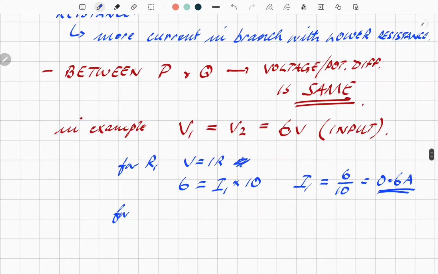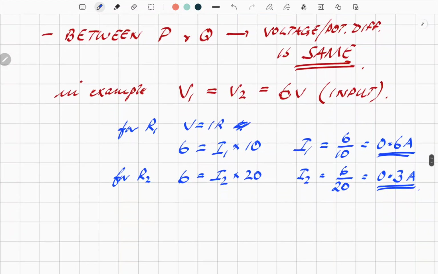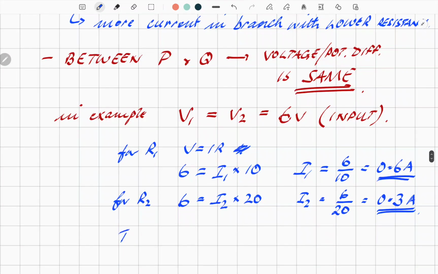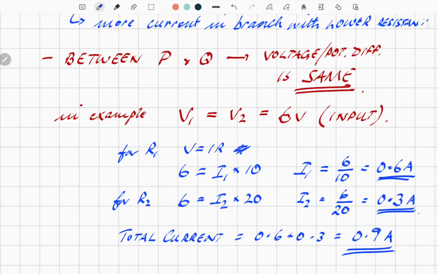And then for R2, again, just using the same calculation, 6 volts again. So 6 divided by 20, 6 over 20, and that's going to be 0.3. And therefore, we can work out the total current equals 0.6 plus 0.3, therefore 0.9 amps.